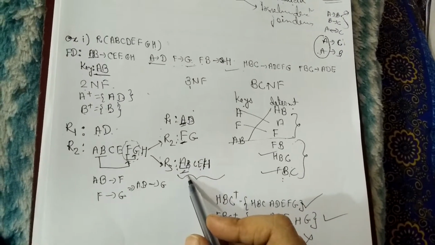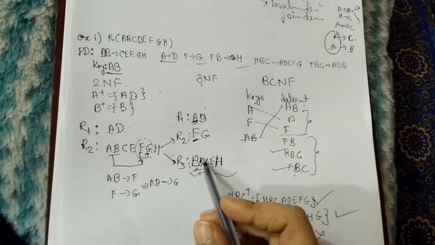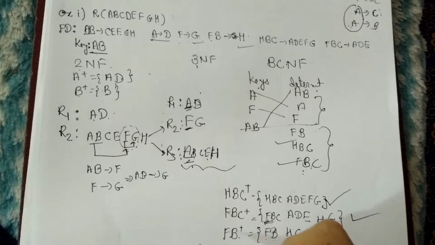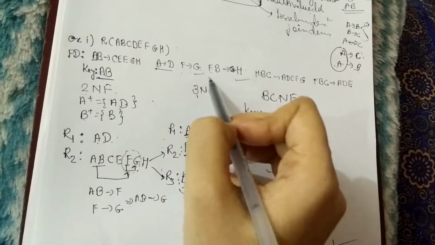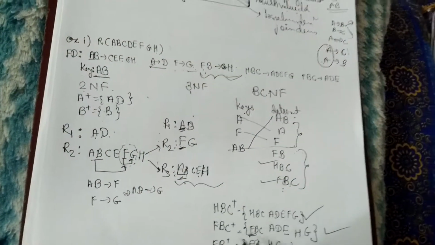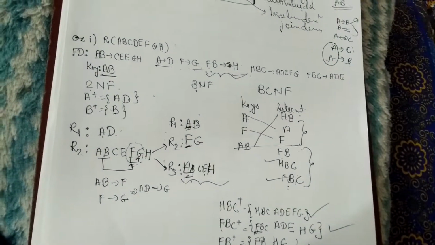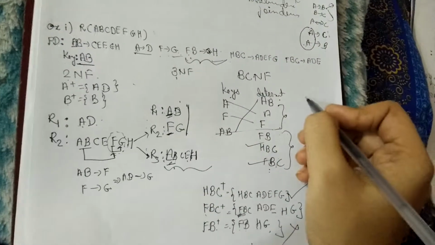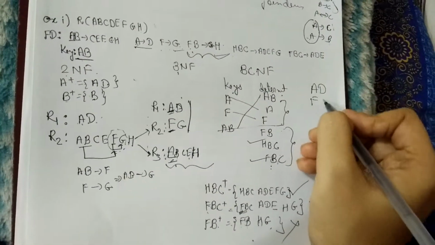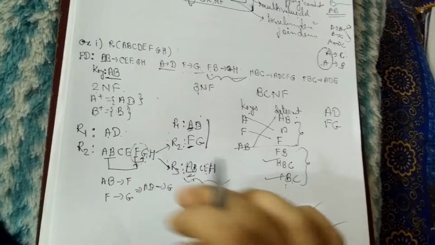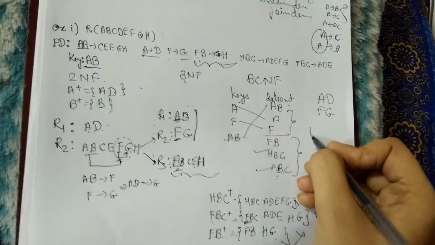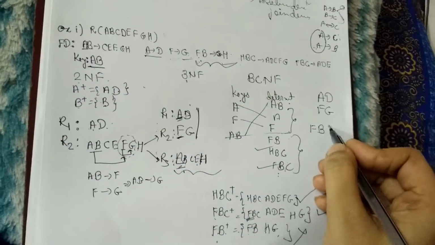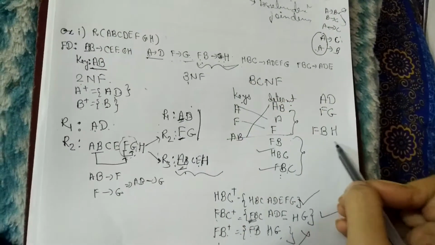So how we are going to convert this table is, we are going to keep FB in a separate table with its determinant. As FB is not a candidate key, we are going to keep it in a separate table. Our two tables remain as they are, that is AD and FG. We are not going to do anything with AD and FG. Now we add another table which has FB, and what it is deriving is H.